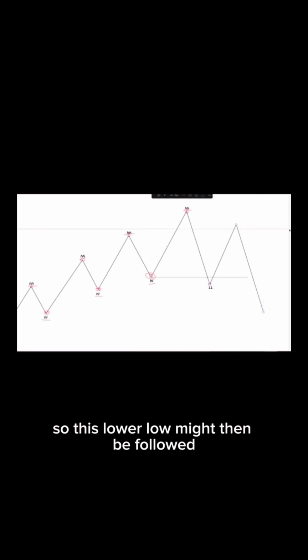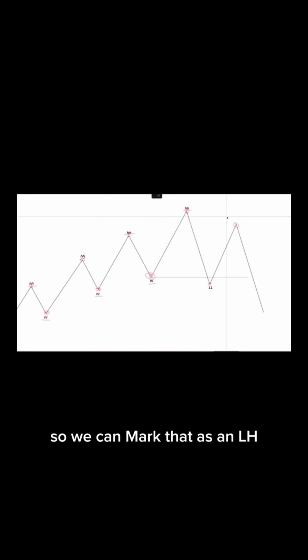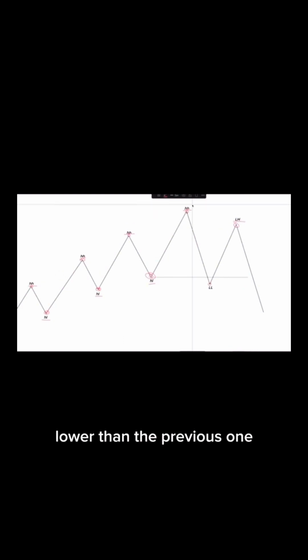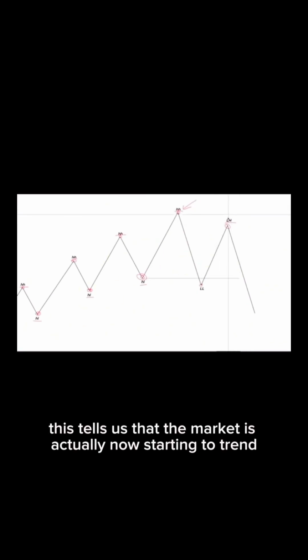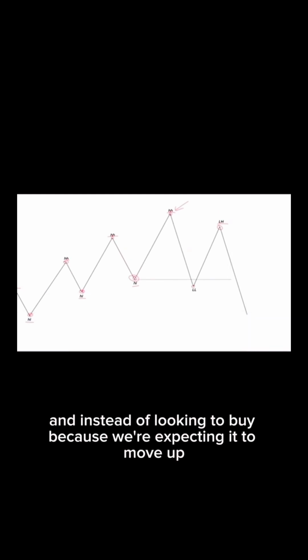So this lower low might then be followed, and often will be followed, with a lower high. Okay, so we can mark that as an LH. This lower high is simply a high that is, of course, lower than the previous one, which is the one just here. This tells us that the market is now starting to trend downwards, instead of moving up.